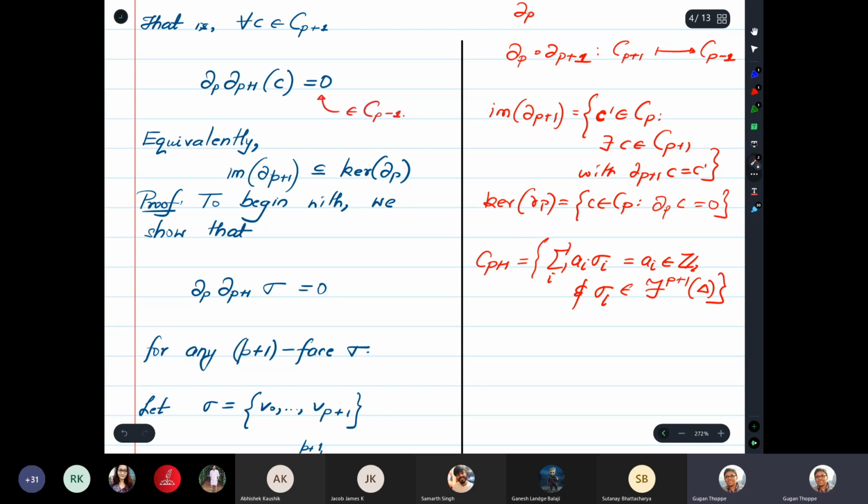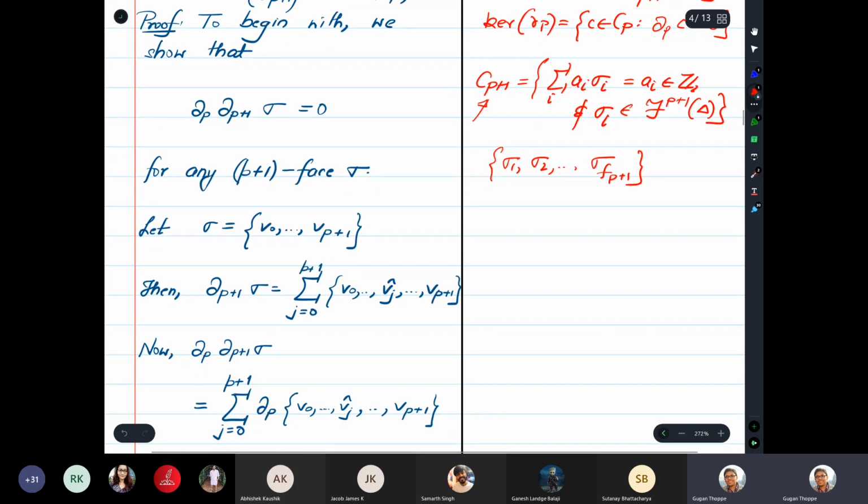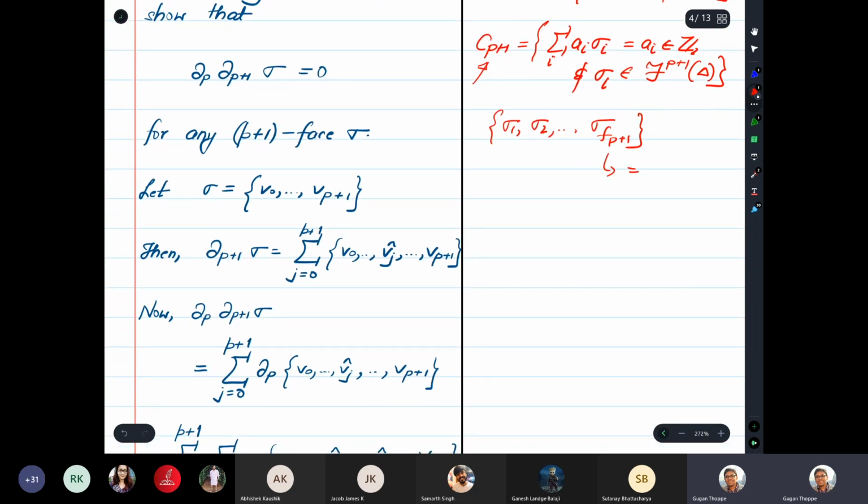Furthermore, we have shown that one basis for C_{p+1} is this set: σ_1, σ_2, all the way up till σ_{f_{p+1}}. Recall what this little f_{p+1} is. This equals the cardinality of F_{p+1}(Δ). So this is something we have already seen.